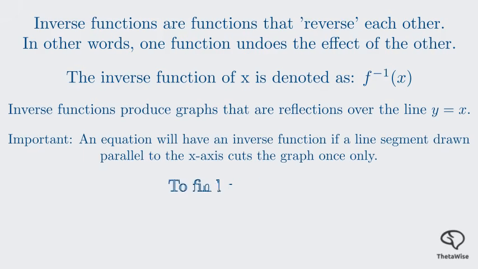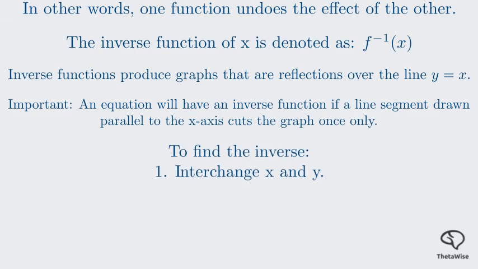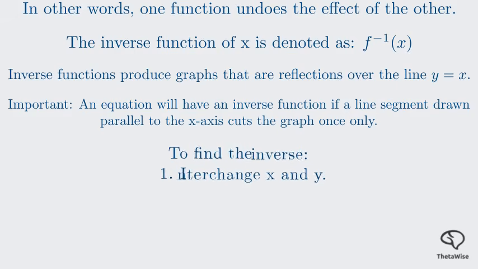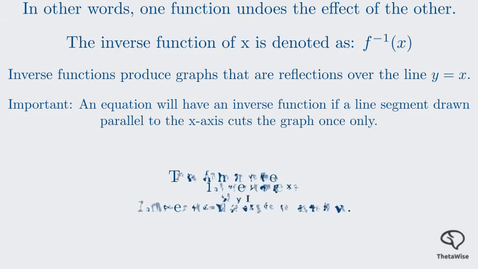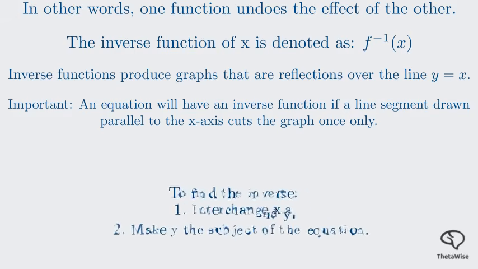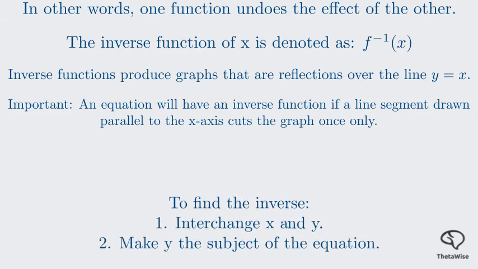Let's use a function where f(x) equals y. The core principle of finding its inverse is simple. You interchange the roles of x and y. After swapping them, your new equation will be x equals some expression in terms of y. Your next step is to rearrange that equation to solve for y. This new expression for y will be your inverse function, f inverse of x.